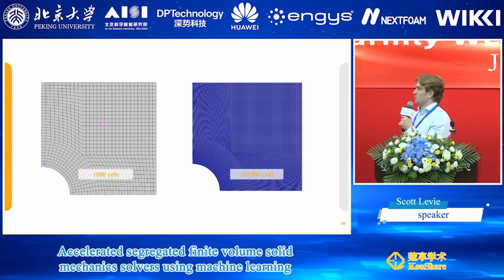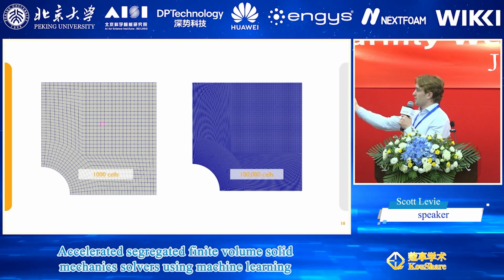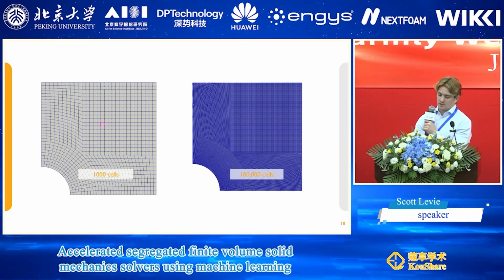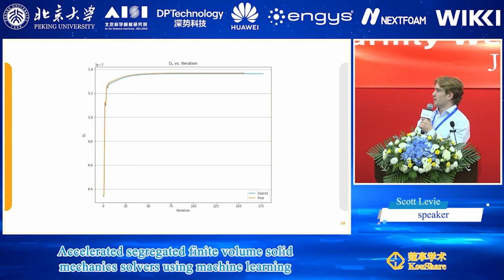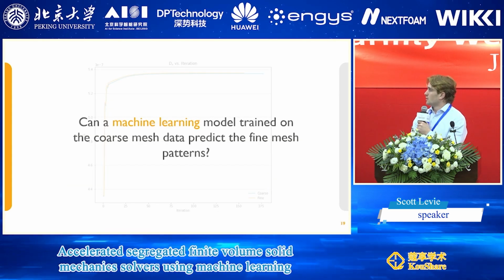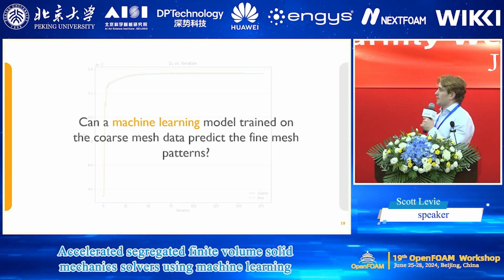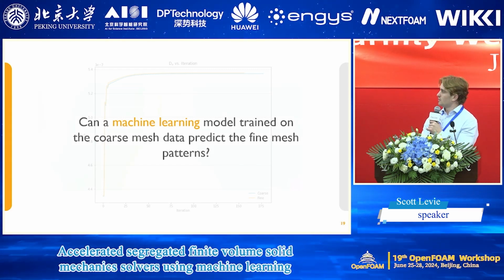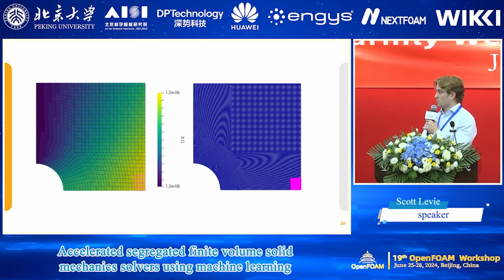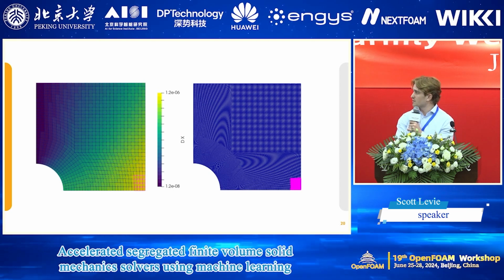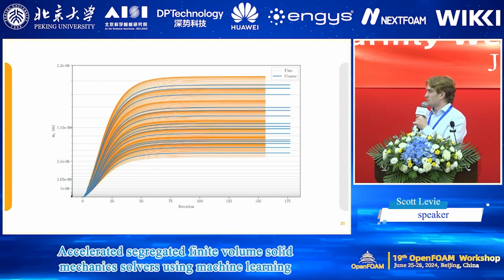Then I also wondered, is this similar for a fine mesh test case? So I picked a cell in a similar location and did the same thing. And as you would expect, they're quite similar. So then I asked the question, can a machine learning model trained on the coarse mesh data predict the fine mesh patterns? To look into this more, I did the same thing for this region in the lower right corner of the same test case, and plotted the results.